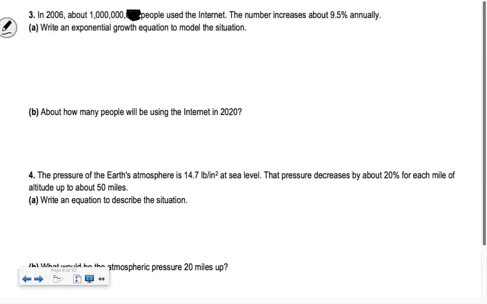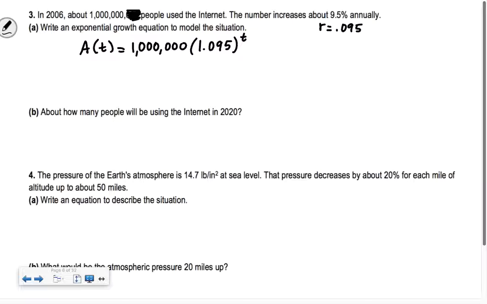All right, so write an exponential growth model to model the situation. So we're going to have the amount after t years is equal to our initial amount, which I'm going to say is 1 million. And we're increasing by 9.5% annually. Yeah, 1 plus 0.095, right? 9.5%, 0.095. So I'm going to do 1.095 to the t.